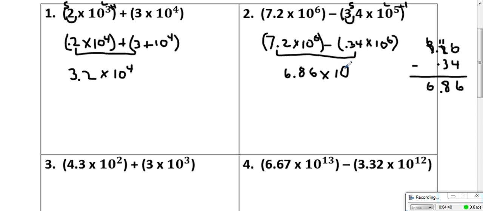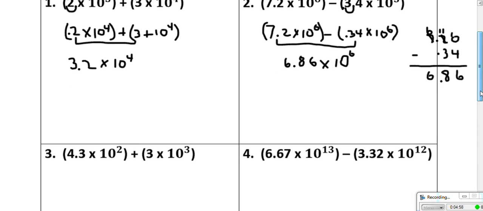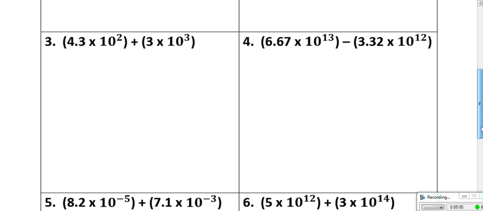And yes, the first two are numbers that are in scientific notation. These are in scientific notation. And these are in scientific notation because this is a number between 1 and 10. So is this. All right, so number 3, again, we're going to look to add here.